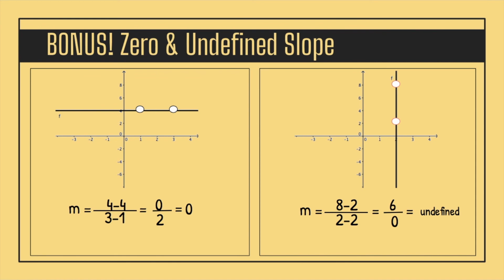If we were to use our rise-run method again, we would be rising 6 units, but we wouldn't be running any units. We'd be running 0 units. When we plug that into our equation, we have 6 over 0, which is undefined.